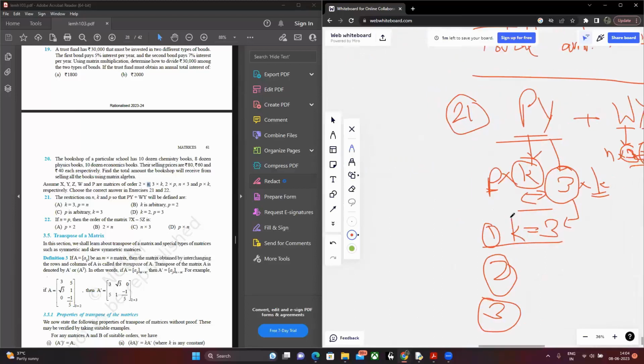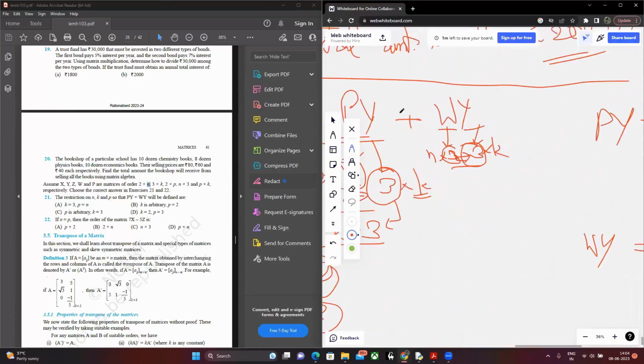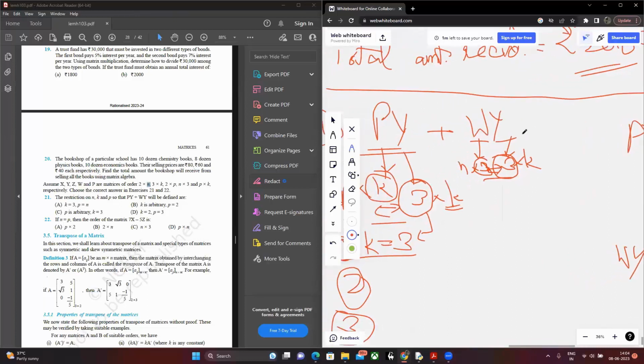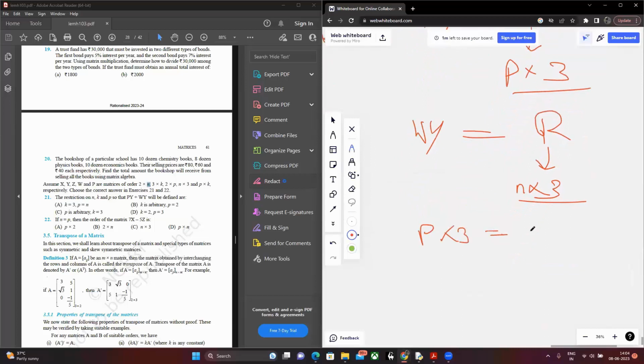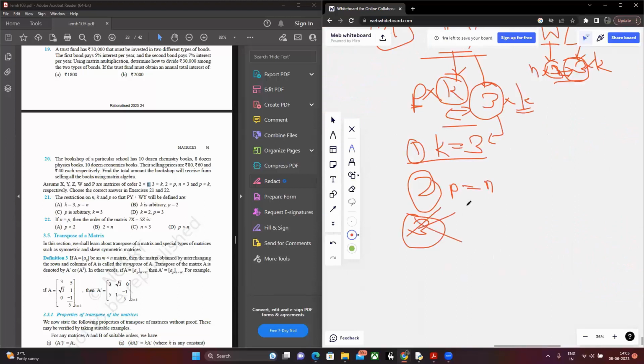So now remember that for an addition to happen, both these matrices have to have the same order, right? Therefore, we have P cross 3 is going to be equal to N cross 3, or P is going to be equal to N. You can't really equate them as such because these are actually orders, but they're equivalent. That means that P is equal to N and 3 is equal to 3. Since 3 equals 3 is a tautology, it's always true, you have the second condition, that is P equals N. I didn't have a third condition. So these are the two conditions that we have to work with.